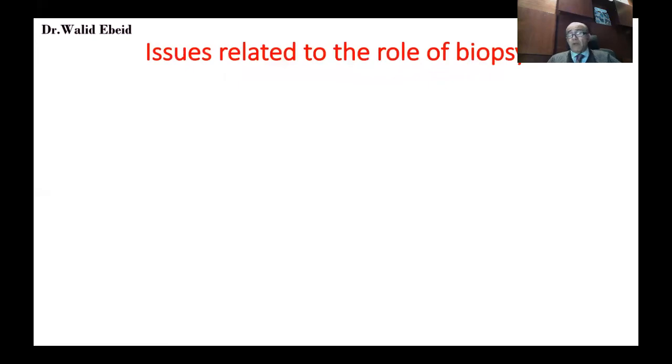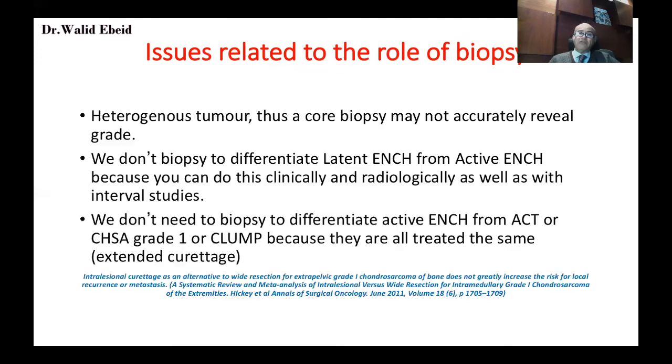So one would ask, why do we have to go through imaging to differentiate between the types of cartilage tumors? Why don't we just biopsy these lesions and then figure out the grade? Unfortunately, cartilage tumors are very difficult to grade and assess for activity just by a core biopsy. Why is that? Because they are heterogeneous tumors, so a core biopsy may not accurately reveal the grade.